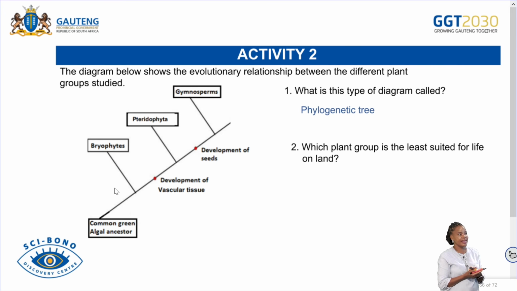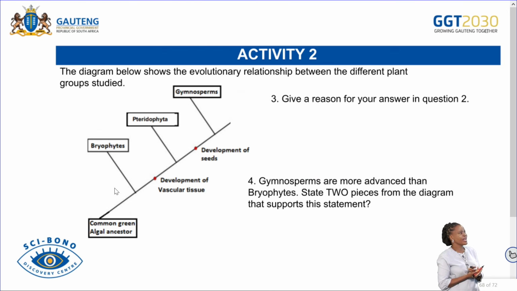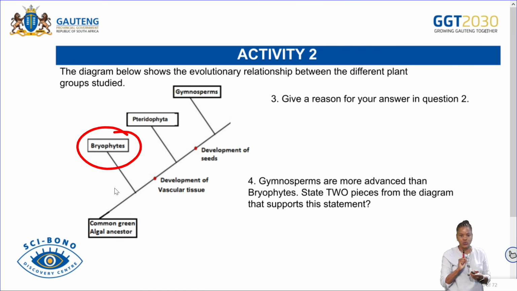Which plant group is the least suited for life on land? Which one, between Bryophytes, Pteridophytes and Gymnosperms, is least suited for life on land? We've seen that the Bryophytes are the ones that are least suited for life on land, while the Pteridophytes and Gymnosperms grow well on land. Give a reason for your answer. Why is this group the least suited to live on land?